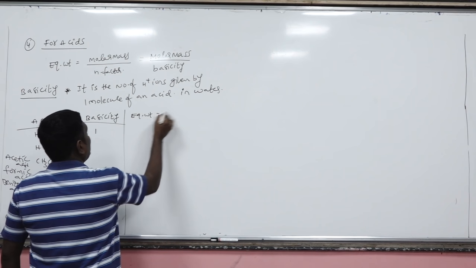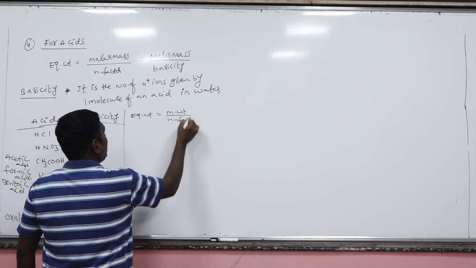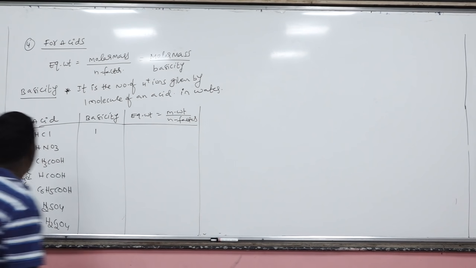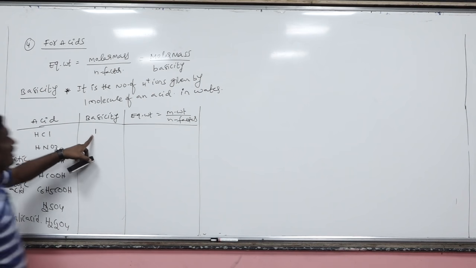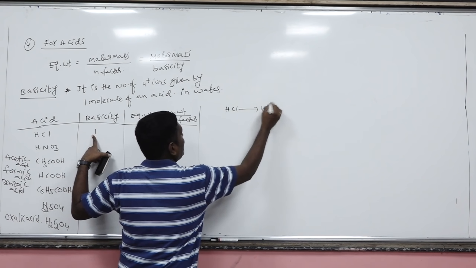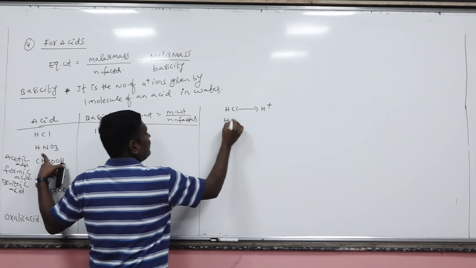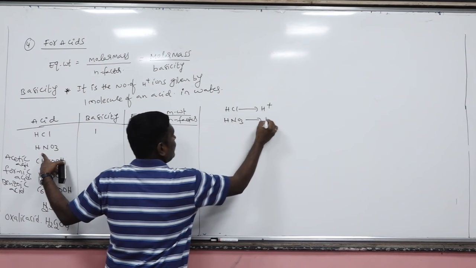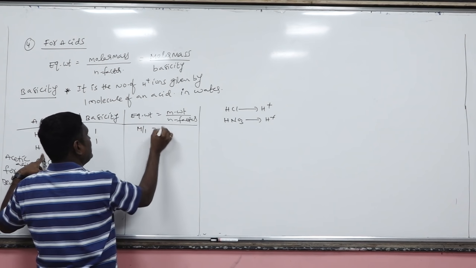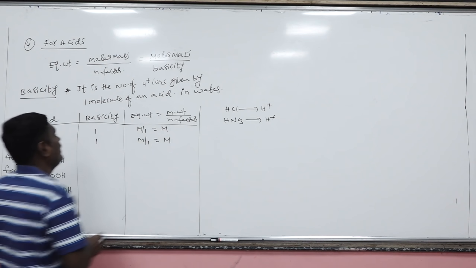Equivalent weight is equal to what? Molecular weight upon n factor. Now, in case of HCl, it gives only 1 H plus ion. Just see how many ionizable H plus ions are there in the acid: 1. Now HNO3 also gives 1 H plus. So the n factor is 1. So molecular weight by 1 is equal to molecular weight.